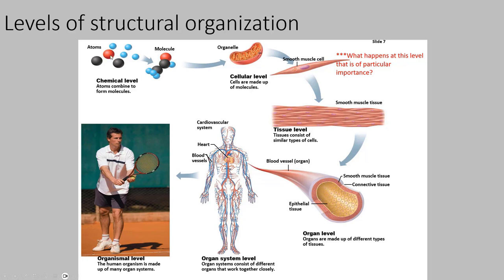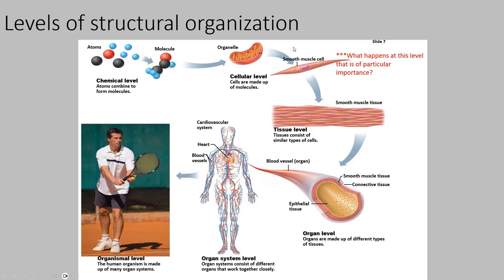Something happens when we stick atoms together to get molecules, when we stick molecules together to get organelles, when we stick organelles together to get smooth muscle or whatever type of cell that we have. What happens at that cellular level that was not present at the atomic, the molecular, or the organelle level? Something appears at the cellular level. That is where we get life.